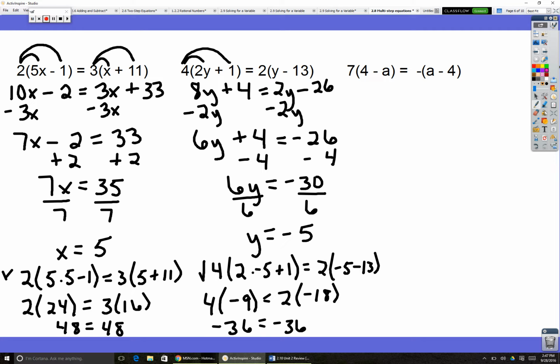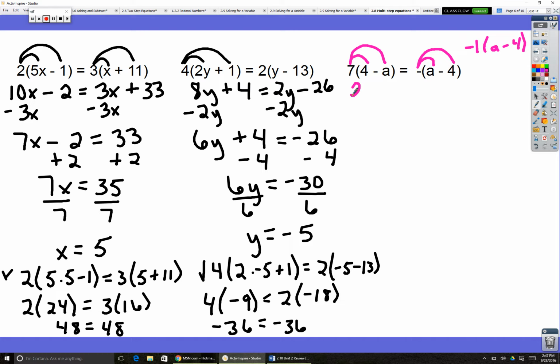Okay, last example. This one, my distributing is a little bit different over here. I just have a negative sign in front of the parentheses, so I'm going to just be distributing the negative sign. I could imagine this as being negative 1 times a minus 4. That's what that really means. So if you want to write a 1 in there, that may help you as well.